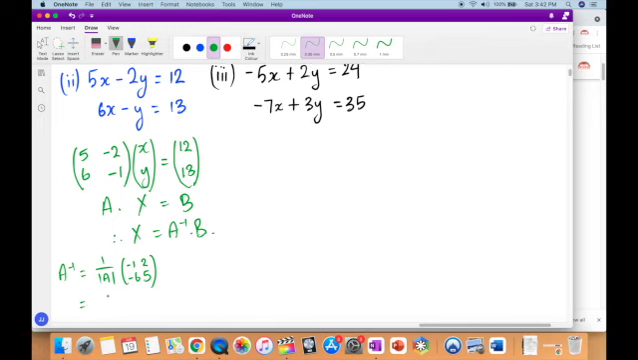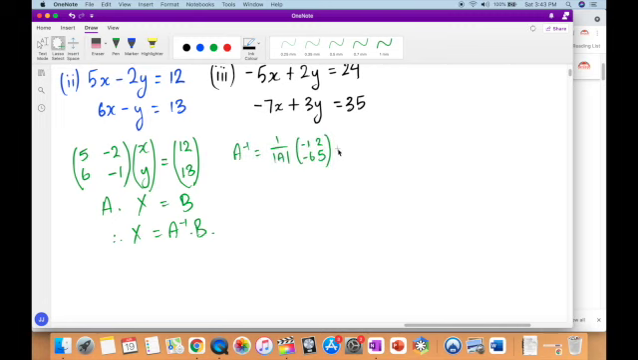So 1 over the determinant gives us 5 ones are negative 5 on this side, minus 6 twos are negative 12 on this side. And I want you to notice that. Let me write that a little bigger, because this is one of those things that could mess you up. I could imagine both of you making mistakes right here.